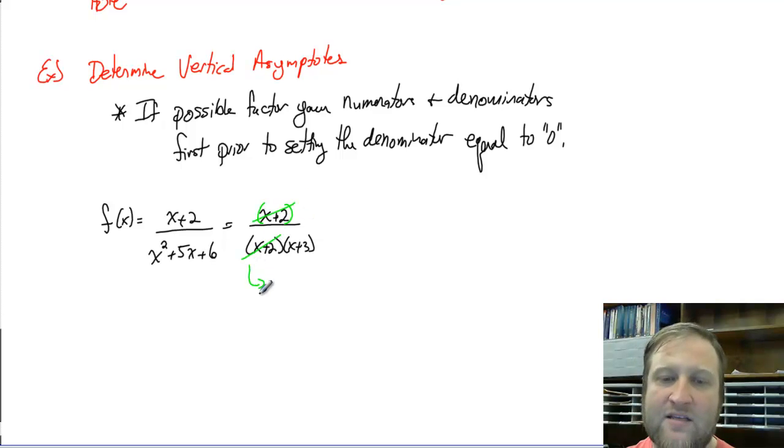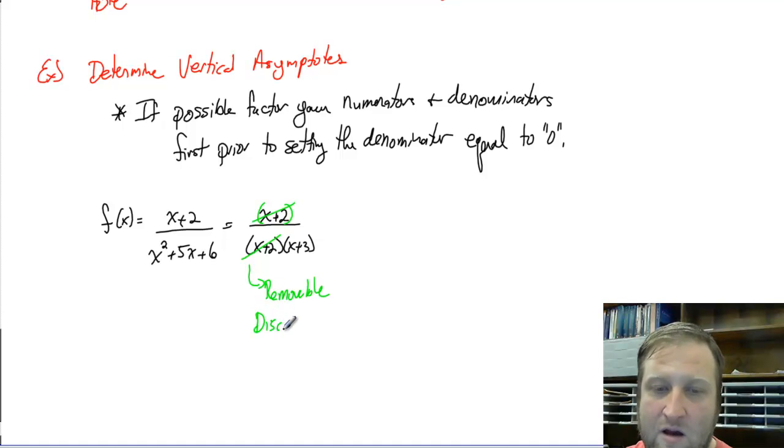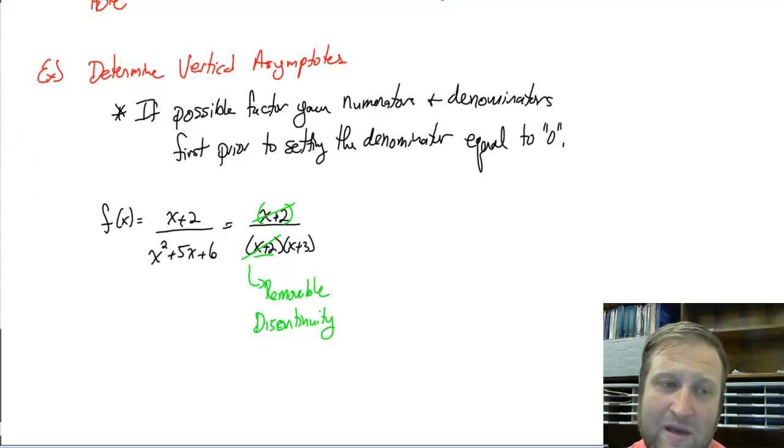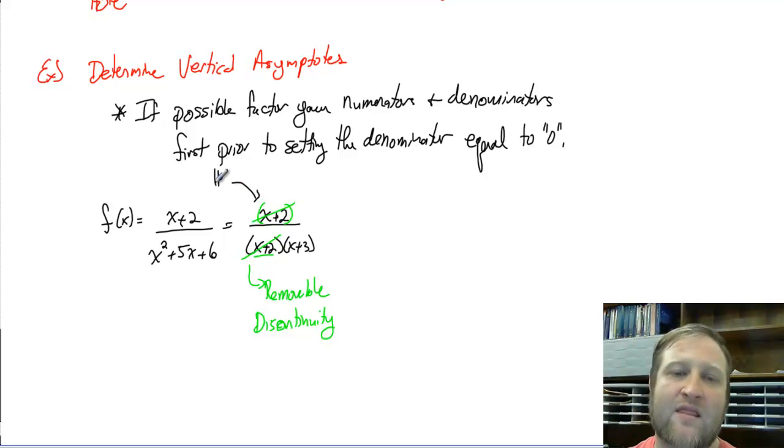What I did here is that I removed a removable discontinuity. Before, we might have made a mistake and said that x + 2 gives us a vertical asymptote. In reality, it actually doesn't. It's going to give us a hole in the graph. But this lecture is not focused on removable discontinuities. This one is focused on the irremovable discontinuities, or the vertical asymptotes. So I'm not going to labor too much on what this hole looks like, but again, this would be a removable discontinuity.